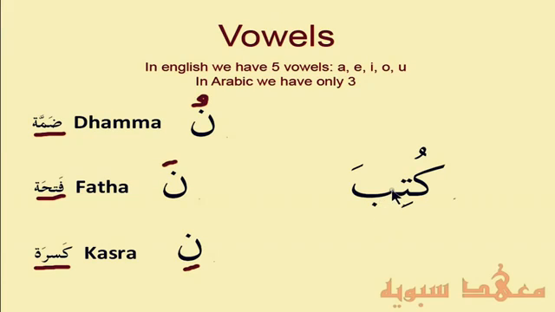And then we have the ba with a fatha on top. And remember, the fatha has an a sound. So that would be ba. So it would be ku, ti, ba. Kutiba, which means it was written or it was prescribed. So that's a brief explanation of vowels.